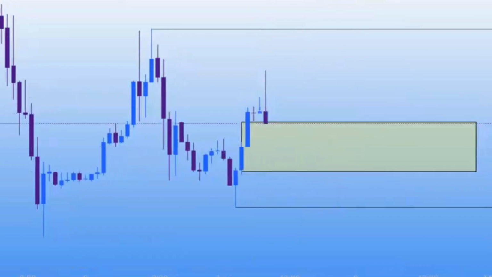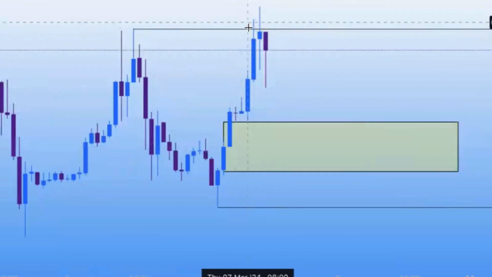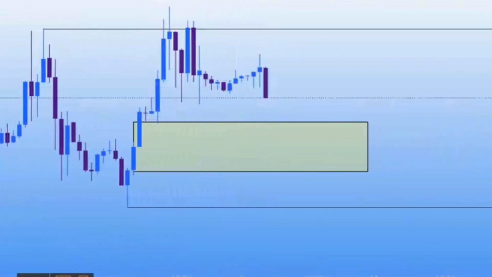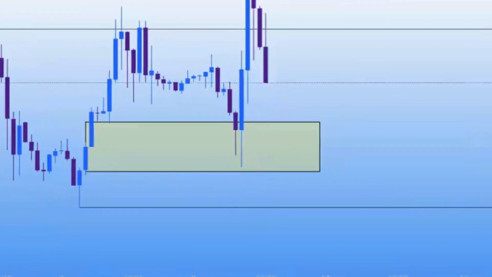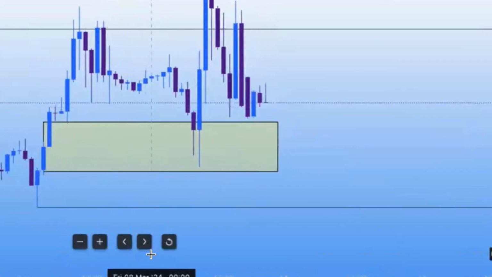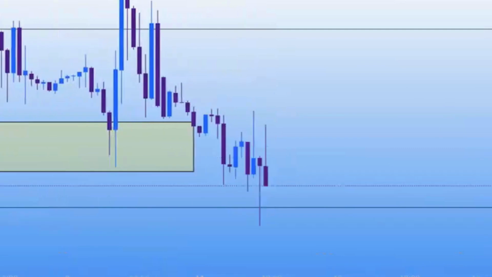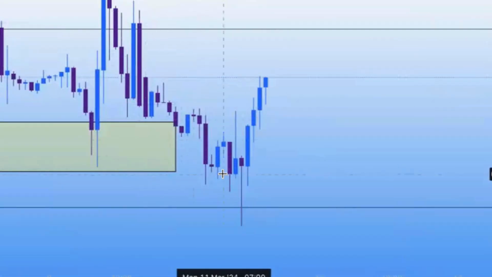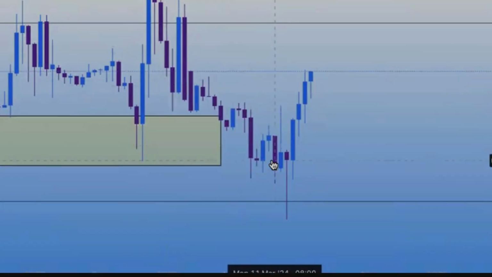Price targets these areas. As you can see, it first targets the previous high. Then it comes down to fill in the imbalance. And then it eventually targets the previous low. So depending on the direction of price, you'll know to target either the high or the low. These are also called buy side and sell side liquidity sweeps.